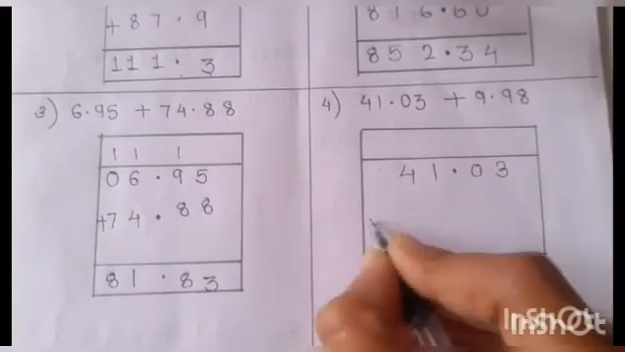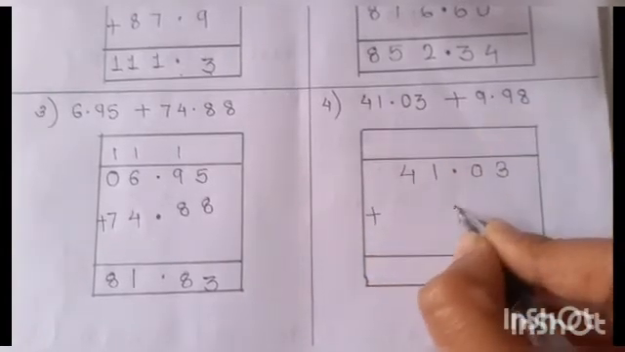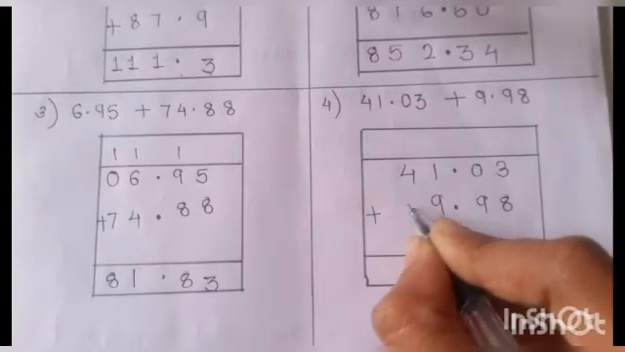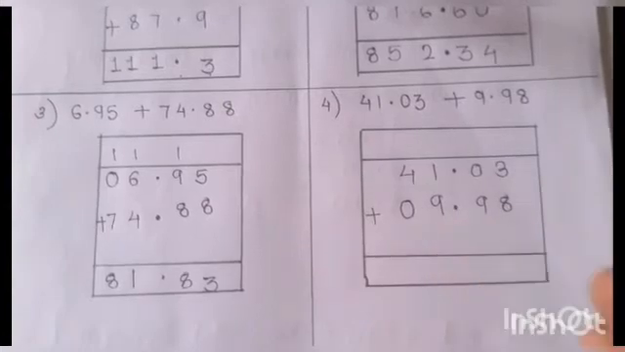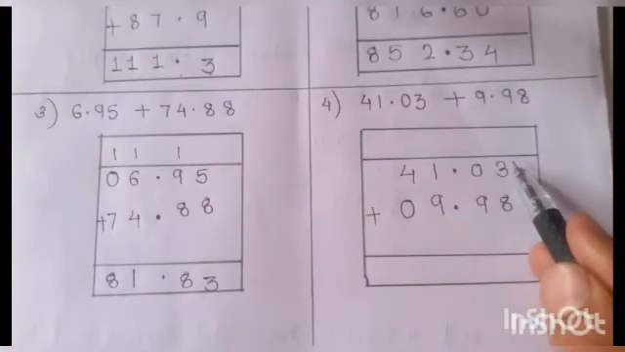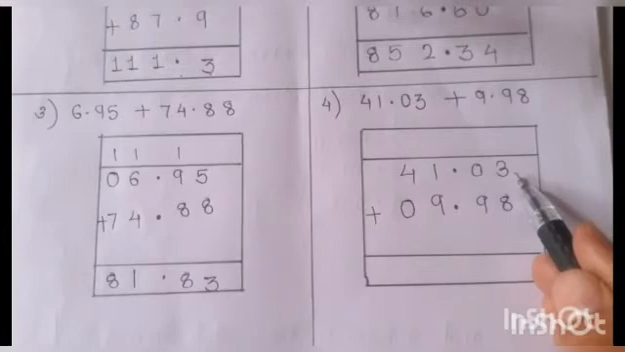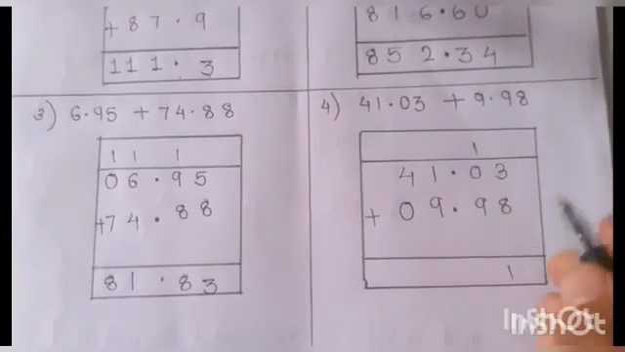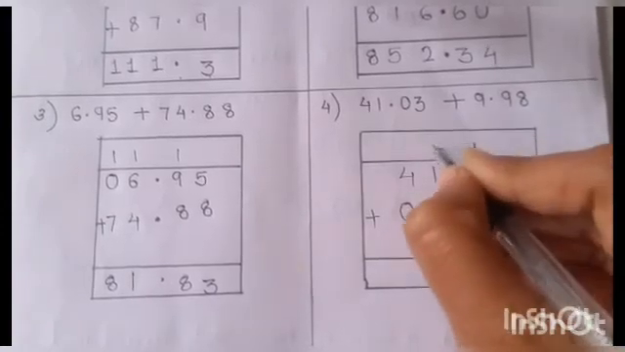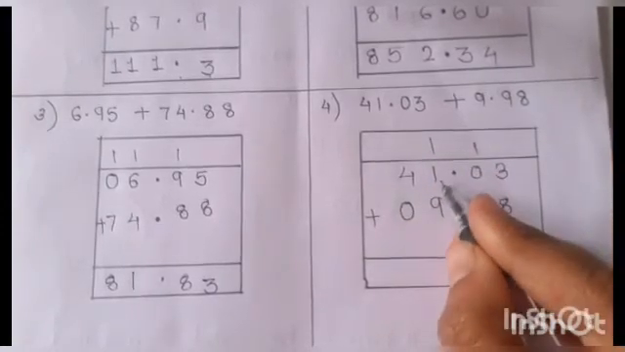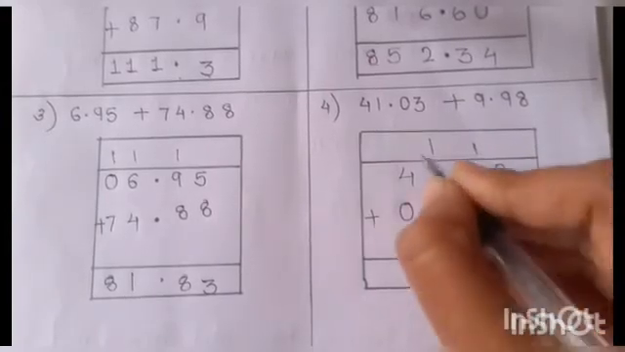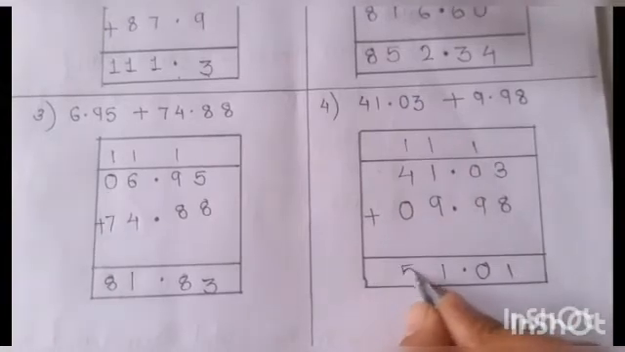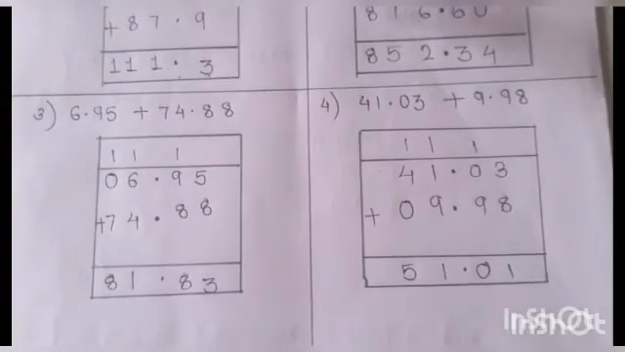Now the fourth one, 41.03 plus, now point under point, 989, and there is no number, so you will write 0. 8 plus 3, 11. 10. 9 plus 1, 10. Point. 11. 1 here, carry 1. 0 plus 4 plus 1, 5. So in this way you will solve your question number 2.